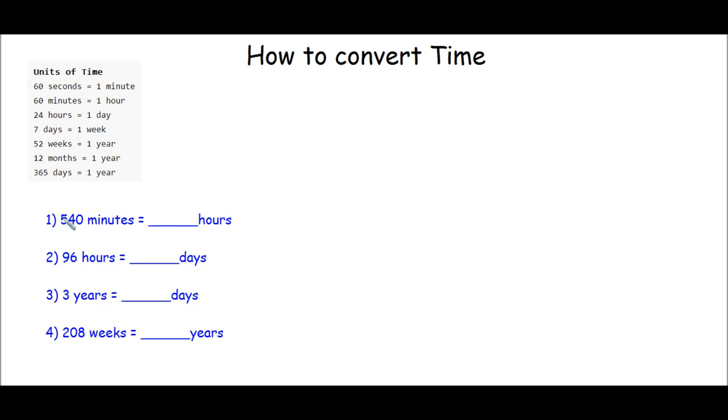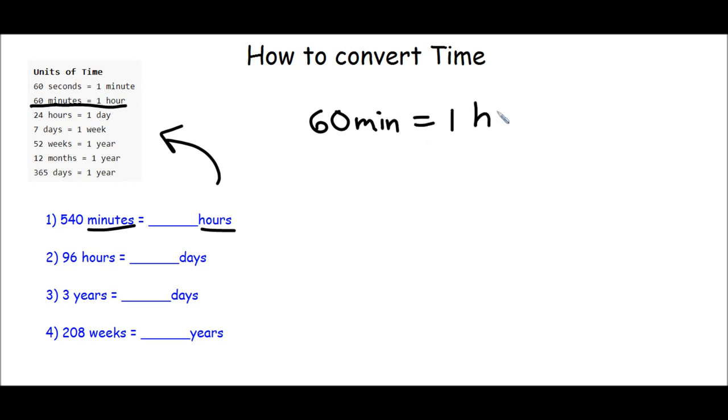So here we have our first problem. We have to figure out how many hours there are in 540 minutes. We're going to go ahead and set this up as a proportion. So we're going to look for the relationship between minutes and hours in our reference chart. And I see here that there are 60 minutes in 1 hour. So I'm going to write that down first. 60 minutes equals 1 hour.